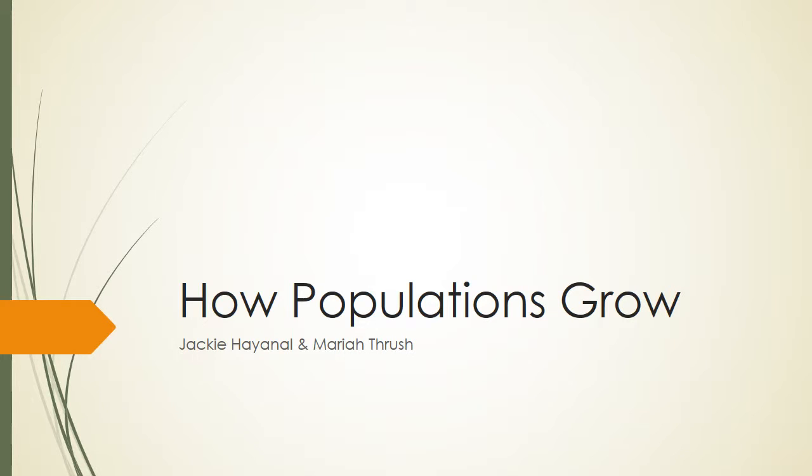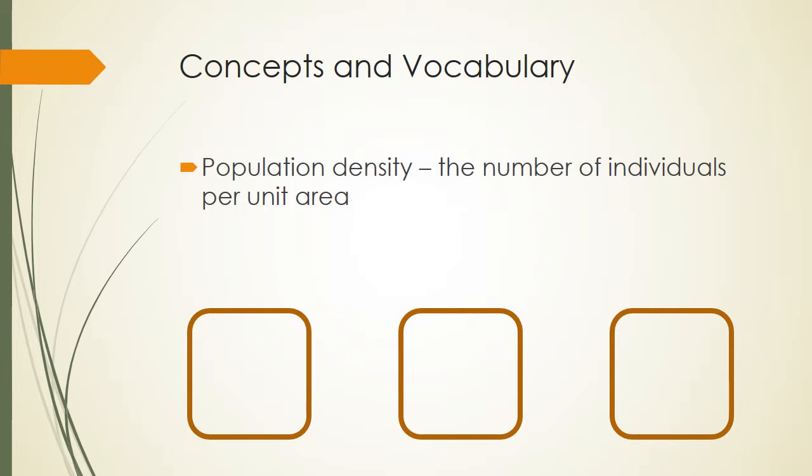We'll be talking about how populations grow. Let's talk about some concepts and vocabulary. Population density is the number of individuals per unit area. In general, there are three ways that individuals in a population inhabit a space.